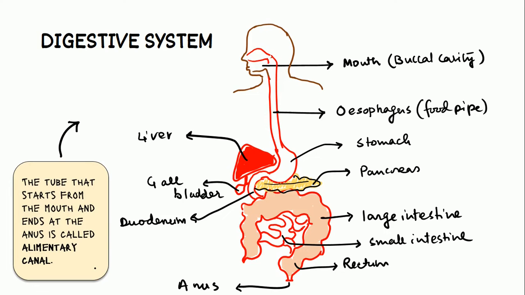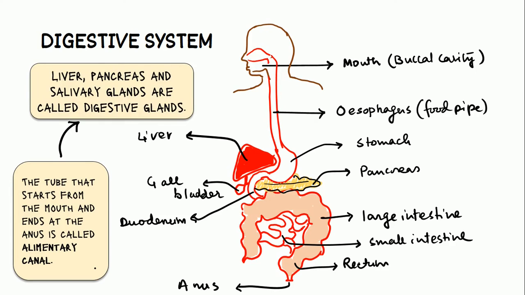Apart from this, our digestive system also has the liver, pancreas and salivary glands. These are called digestive glands. They secrete some substances which are responsible for various functions or the breakdown of certain nutrients from our food.